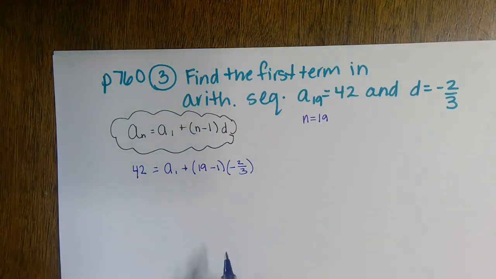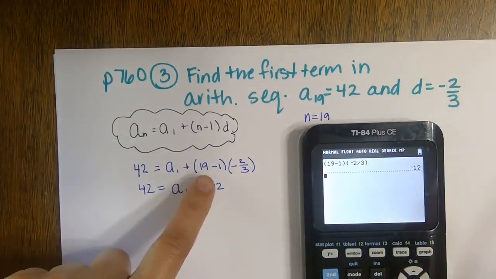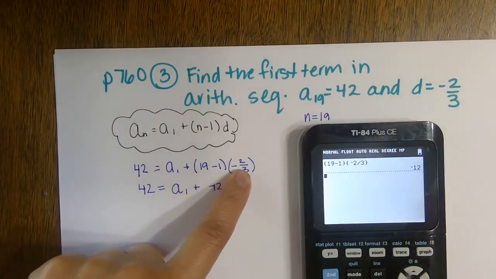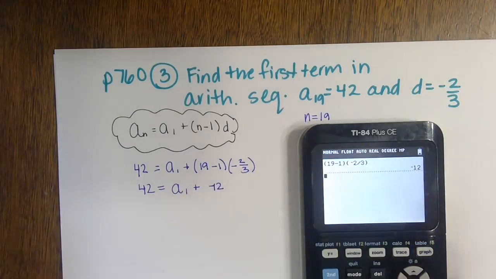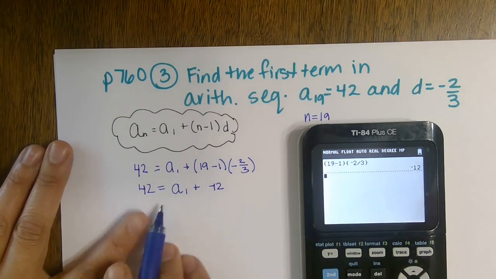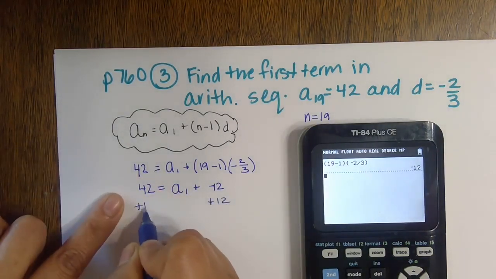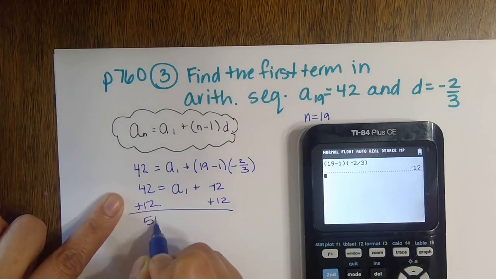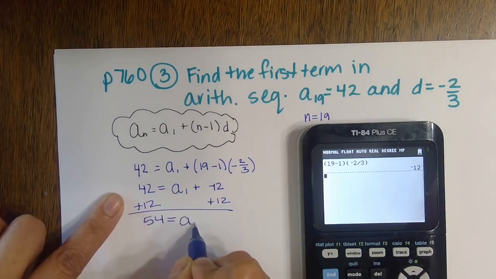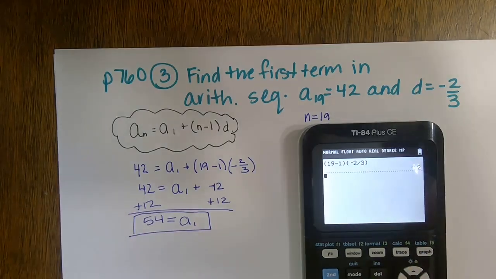I'm going to plug this straight into my calculator. So I plugged this into my calculator, 19 minus 1 times -2/3. Again, I didn't do any math in my head, just used a calculator. You could also just work it out in your head. Turns out to be 12. So then you're solving for this first term, add 12 to both sides. So the value of your first term is 54.